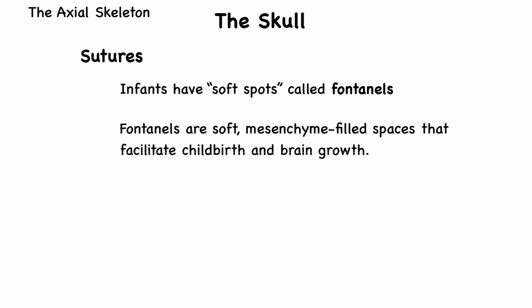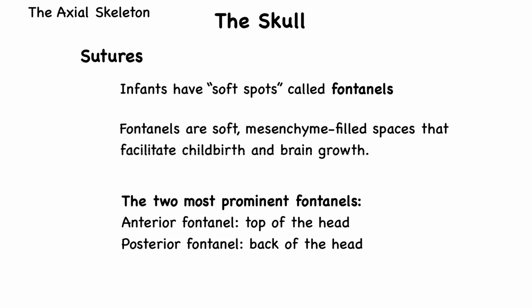At birth, there are actually 6 fontanelles, but the 2 most prominent are the anterior fontanelle at the top of the head and the posterior fontanelle at the back. As the child grows, these fontanelles gradually close and are then replaced by immovable sutures that we see in the adult skull. So the sutures of the adult skull are actually the remnants of these early soft spots, or the complete ossification of these areas, transformed over time into strong fibrous joints that protect the brain throughout life.